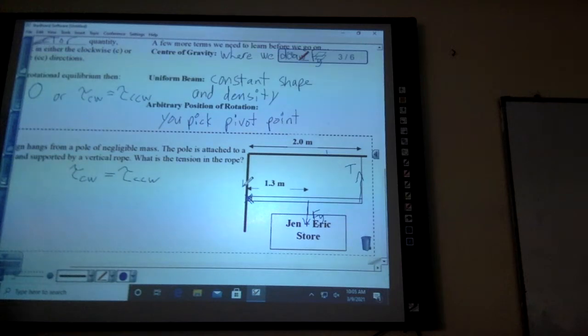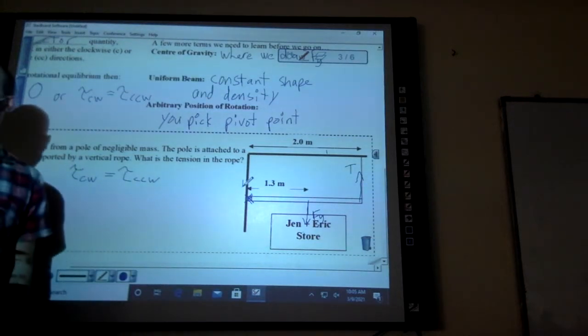If what, sorry? If it doesn't have a distance, what would be the opposite force?